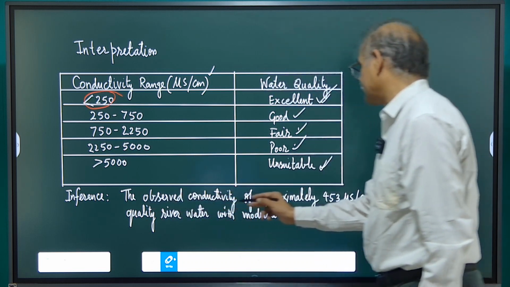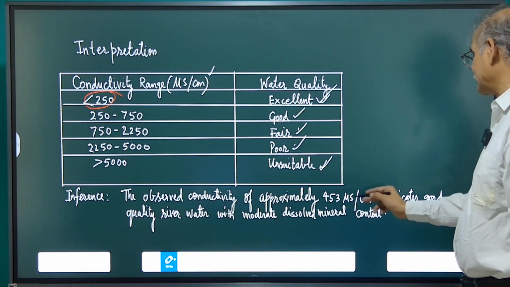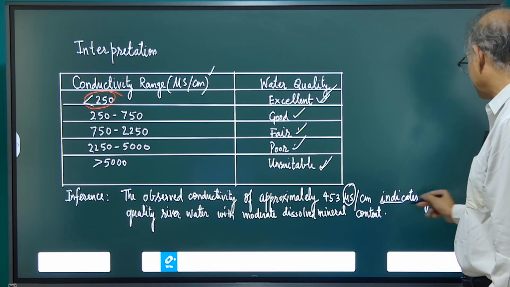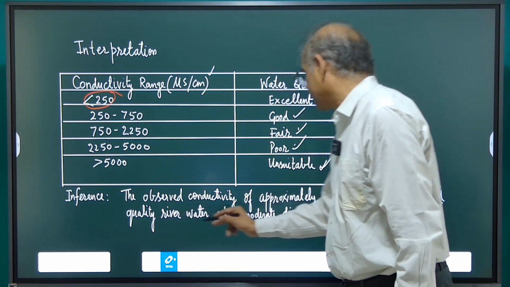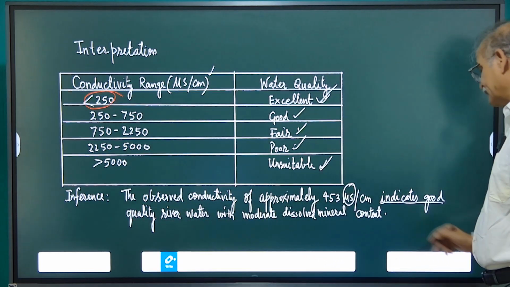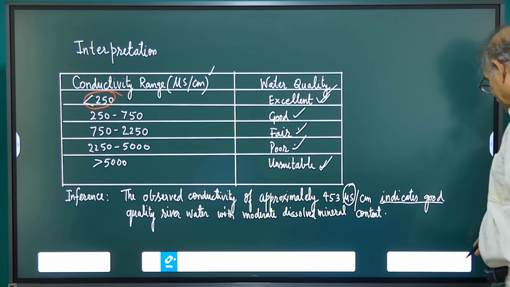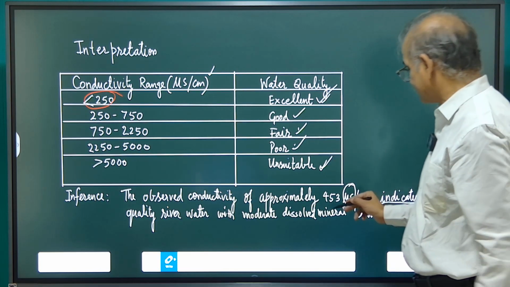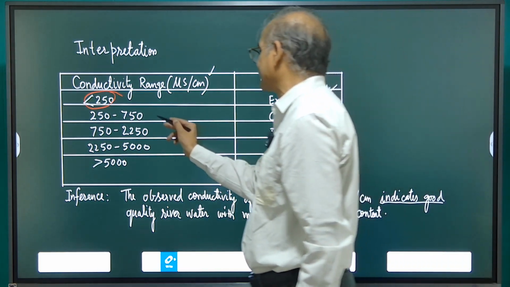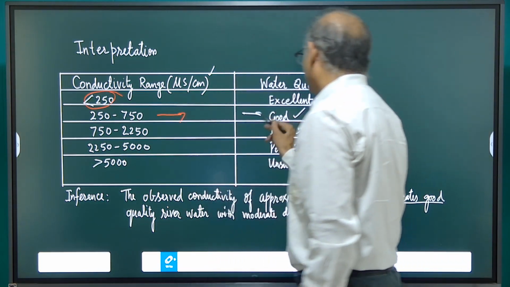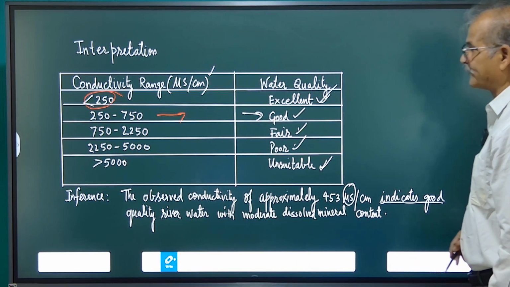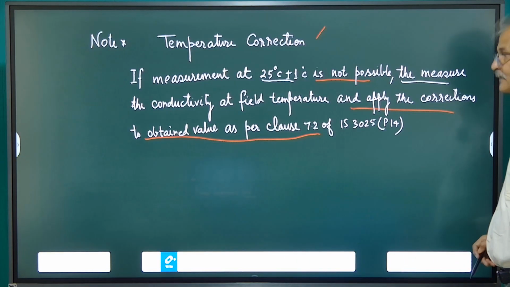The observed conductivity of approximately 453 microsiemens per centimeter indicates good quality river water with moderate dissolved mineral content. So if it is 453, it comes in this category. The water is of good quality. It can be utilized for the purpose of drinking.